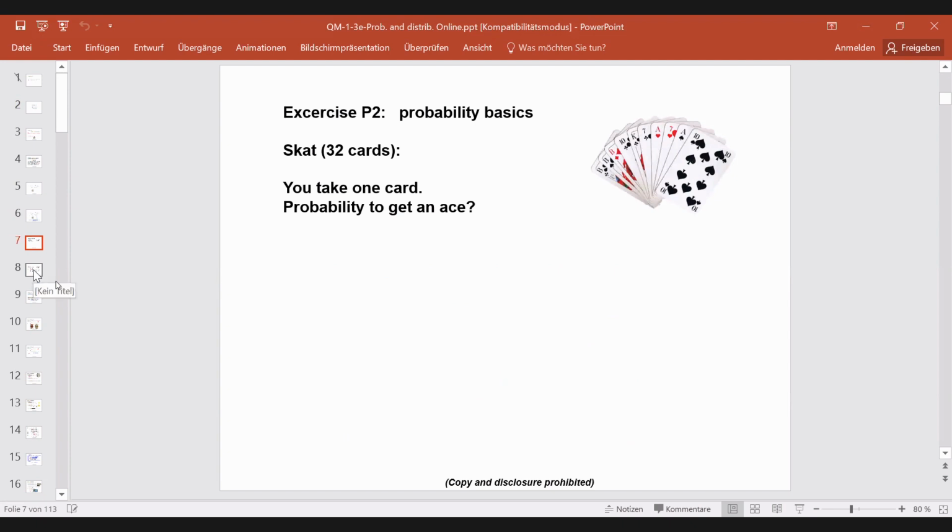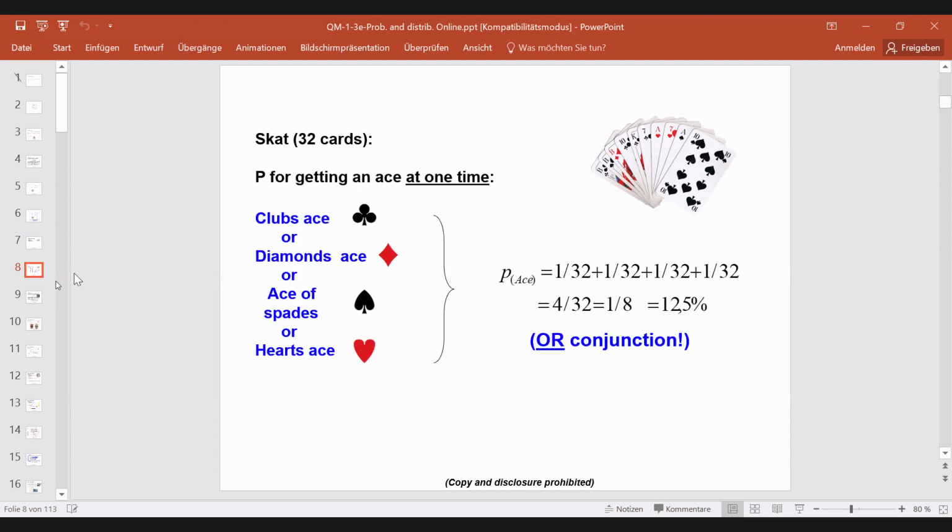Here you have a card game. Skat is very popular in Germany, I think also all over Europe. Skat has 32 cards, and for the probability of getting an ace at one time, well, there are 4 aces in the game, in the card game.